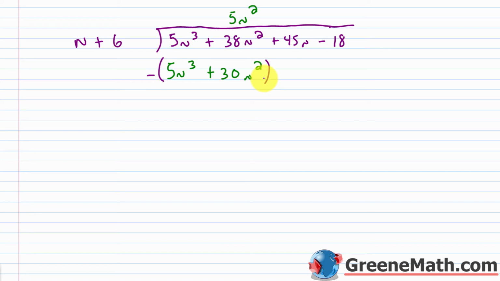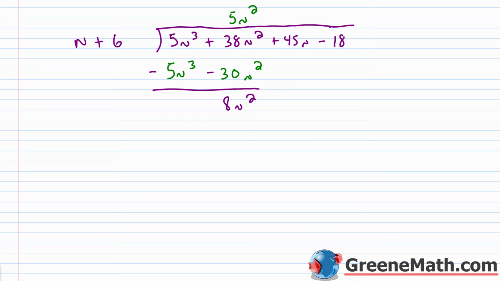And what I can do is I can just change the sign of each term that's being subtracted away and add. So a quick trick to this would just be, okay, I list everything, and then I just change the sign. So this would be negative, and then this would be negative. Now I can just add. So I'll put a little bar here, and I'll add. 5n cubed minus 5n cubed, that's 0. 38n squared minus 30n squared is 8n squared.